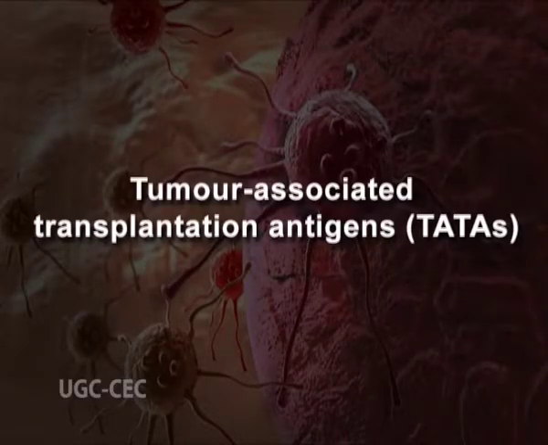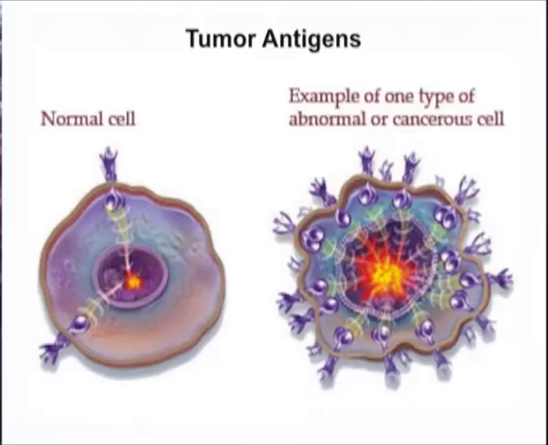Tumour-associated transplantation antigens. Tumour-associated antigens are not unique to tumor cells. They are expressed on normal cells during fetal development, but not in adult individuals. Tumour-associated antigens may also be proteins that are normally expressed at extremely low levels on the normal cells, but are expressed at much higher levels on tumor cells.